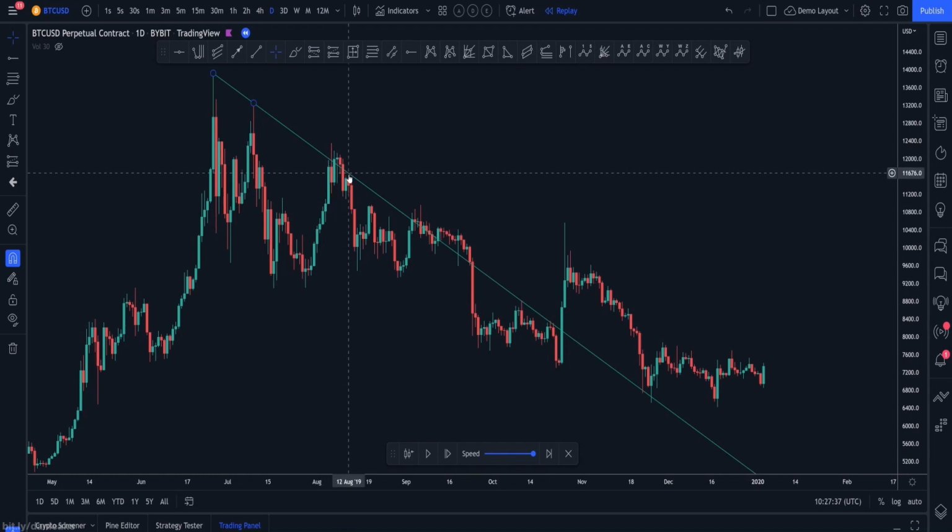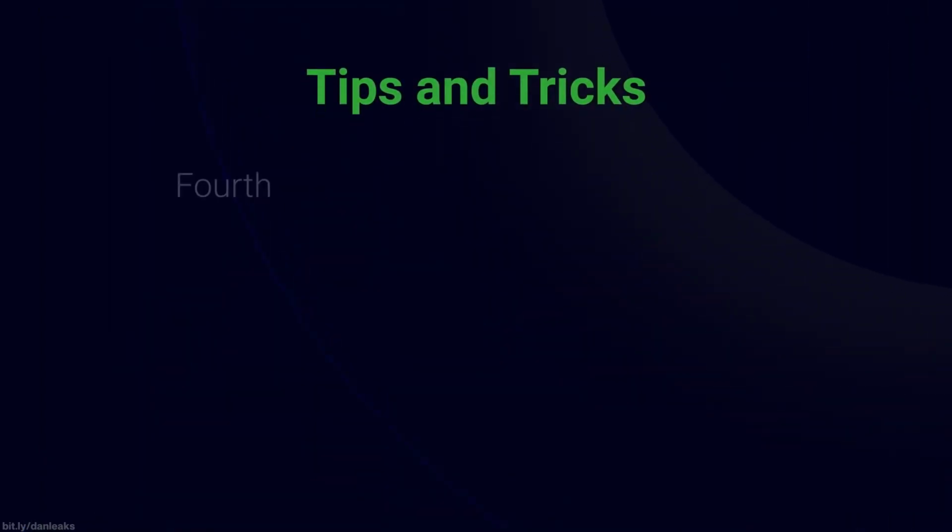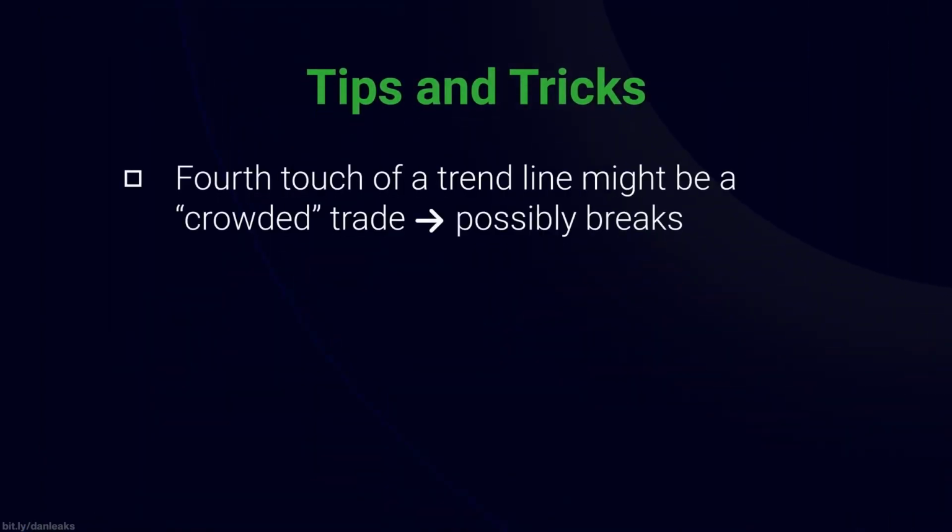As we can observe, the trend line gives us a nice internal angle going through price action for this downtrend, and it even plays a very nice resistance and later support role. The fourth touch of a confirmed trend line might turn out to be a crowded trade, as many traders are paying attention to the trend line, and it can possibly break.